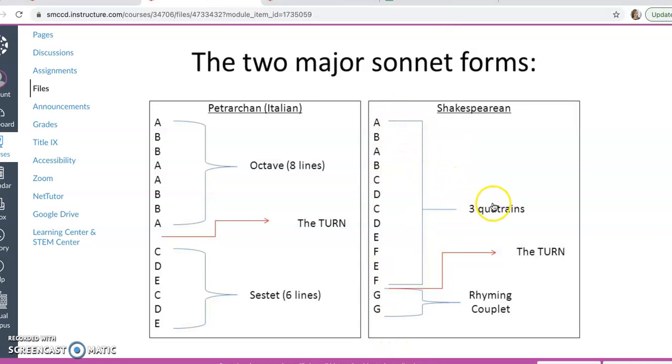There are these things called quatrains. A quatrain is basically a gathering of 4, right? Quad. So it's the 4 lines that rhyme together. The A, B, A, B would be quatrain 1, C, D, C, D would be quatrain 2, and E, F, E, F would be quatrain 3, and then the rhyming couplet, or the turn, or the volta, would be the last part. So let's go back to the poem.